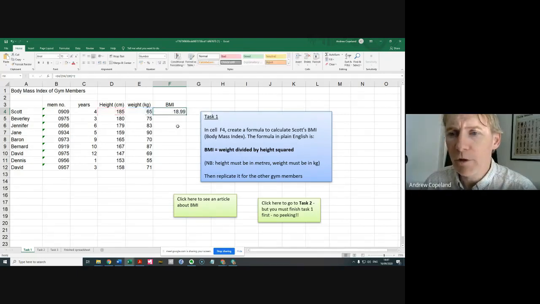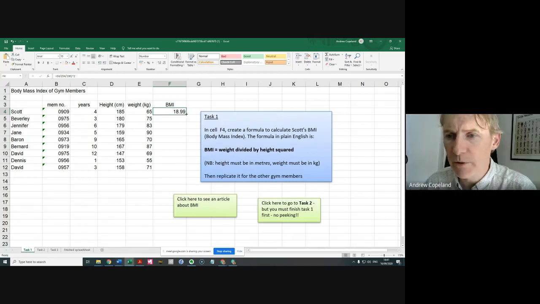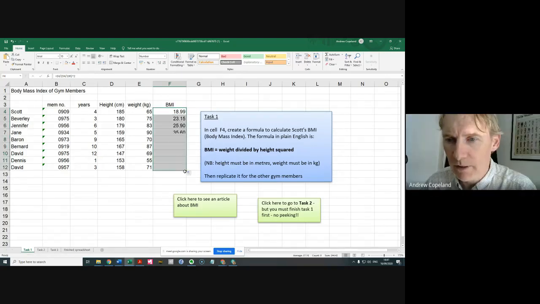Now I'm not going to do that for all of these. What am I going to do instead? Replicate it for the other gym members. That's right. Just drag it down using that thing. Remember this thing here, the autofill handle? Grab that and drag it down, and you see it for all the other people. And that's a good sign as well. There's lots of people in the 20s and 30s, so it shows that it's worked.